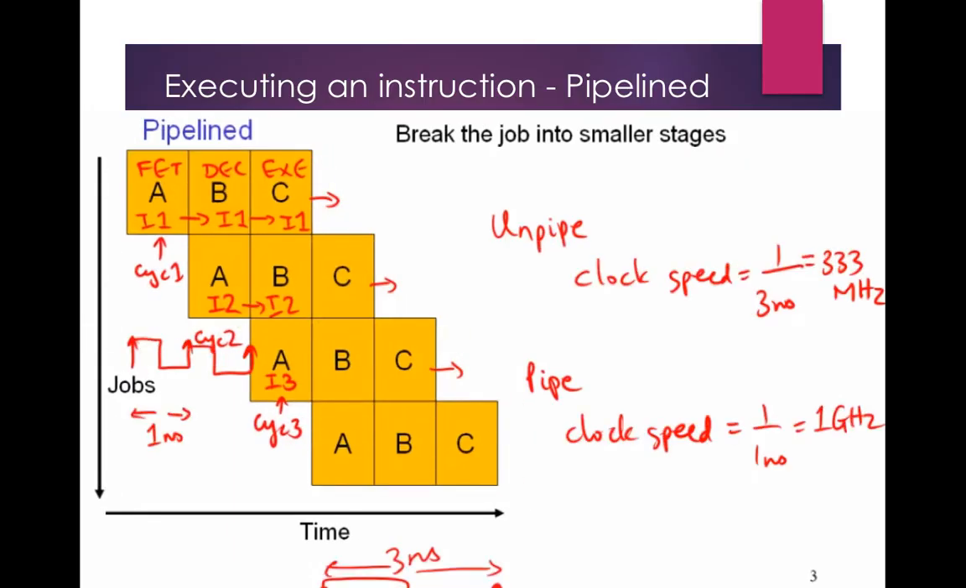Now when we compare the throughput, in unpipelined the clock speed is 1 by 3 ns, that means 333 megahertz. But when we come to pipelining, it increases to 1 gigahertz. So we are improving the clock speed when we go for pipelining, because in unpipelined the three stages are done serially, but in pipelining only one stage at a time is the cycle. So we are improving the performance. Now we will see about the hazards.